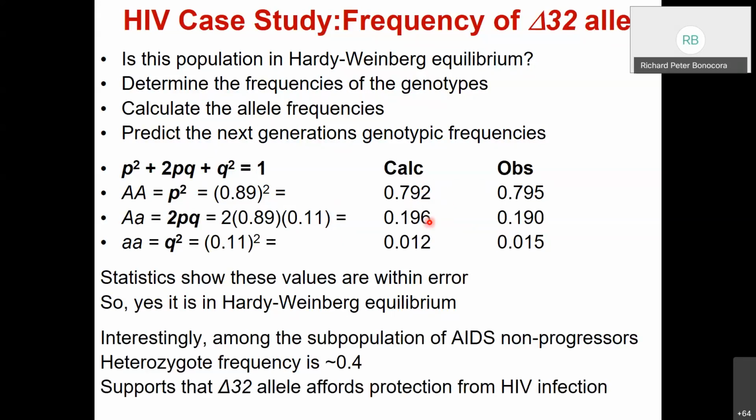Now, an interesting thing about this is that if you take a subpopulation, so again, you can always redefine what population you're looking at, the subpopulation of people with AIDS but who are not really progressing, the heterozygote frequency is very high. 40% of those are heterozygous. And this is another sort of support that this delta 32 allele is giving protection from HIV infection. All right, so that's a way of using population genetics with a real case scenario.